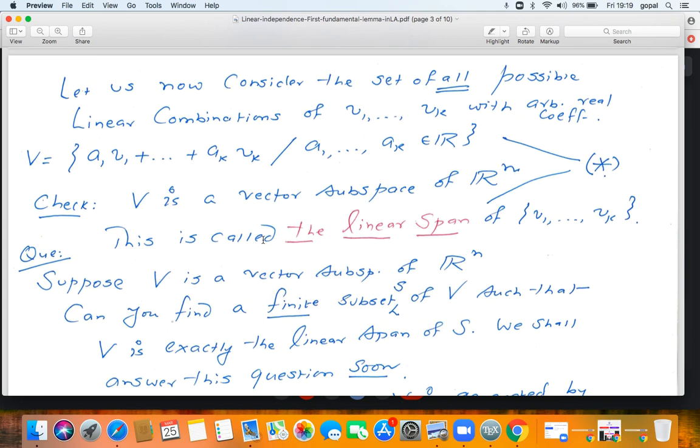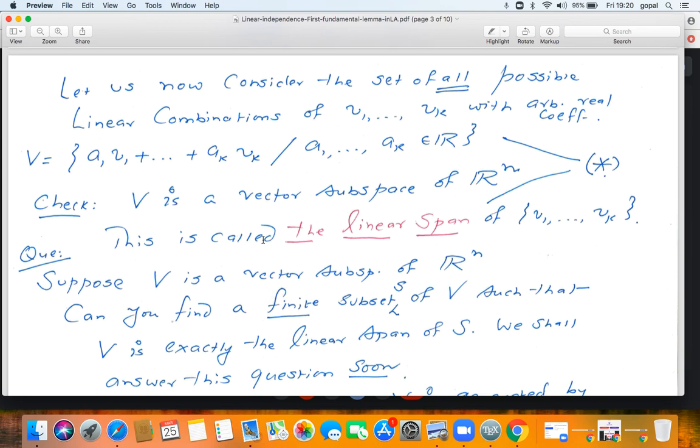This particular vector subspace V is called the linear span of v1, v2, ..., vk. Given a bunch of vectors v1, v2, ..., vk, what's the linear span? Simply take all possible linear combinations. Take all possible scalars a1, a2, ..., ak, and form the combination a1 v1 plus a2 v2 plus ... plus ak vk, and the aggregate of all these things that you get is the linear span. Question. Suppose V is a vector subspace of Rn.